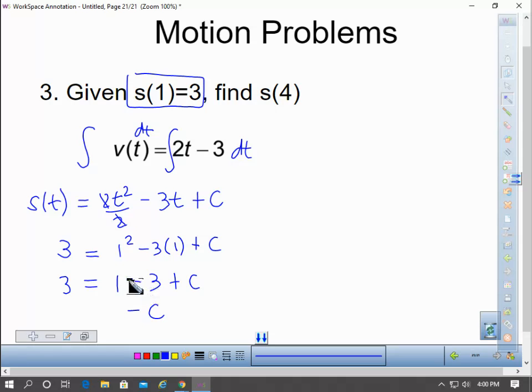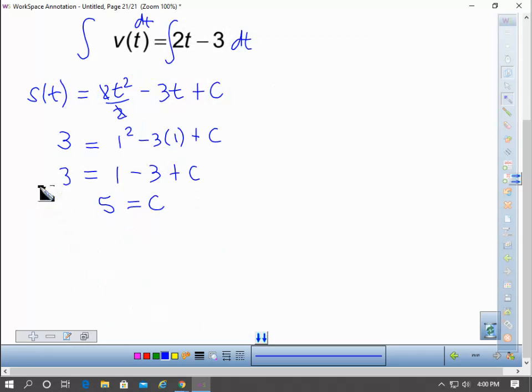So that's going to be negative 2. I'm going to add 2 over here. I'm going to get 5. So c is 5. So my equation that I'm going to have, I'm going to write that down here. My equation I'm going to have then, s of t equals t squared minus 3t plus my constant, which I just found to be 5.